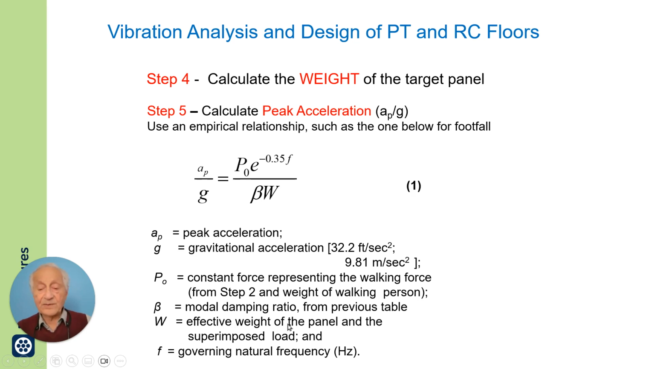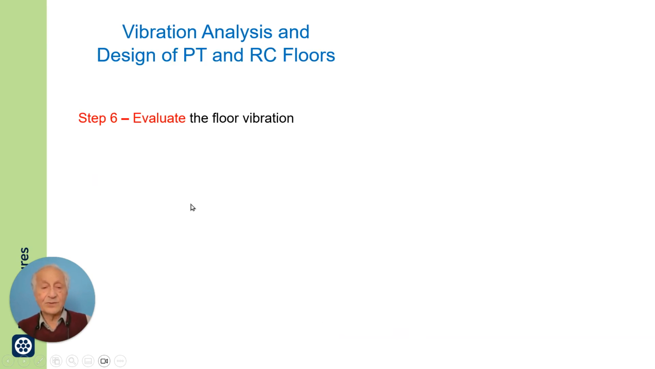W is the effective weight of the panel and the superimposed load, if the superimposed load is attached to the floor in a manner that it goes up and down with the vibration of the floor. And G, we assume 32.2 feet per second squared.